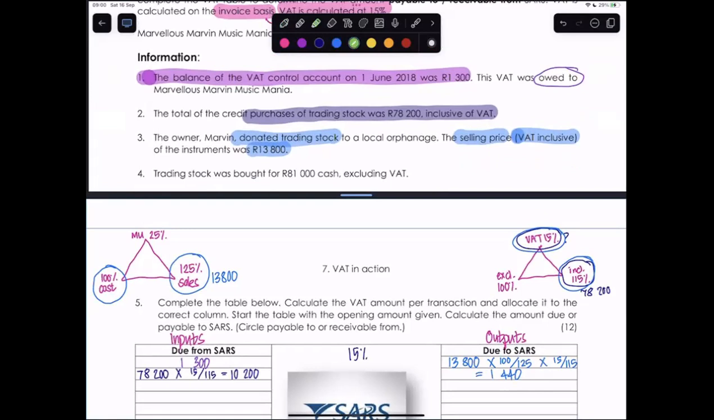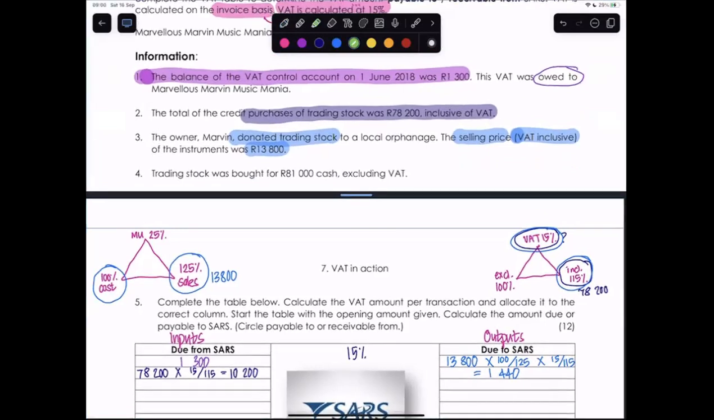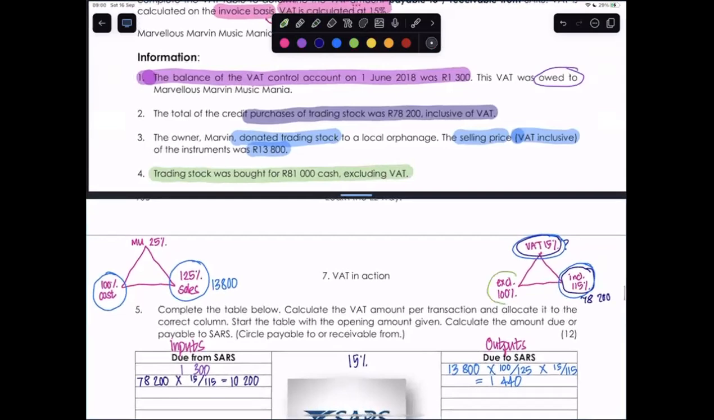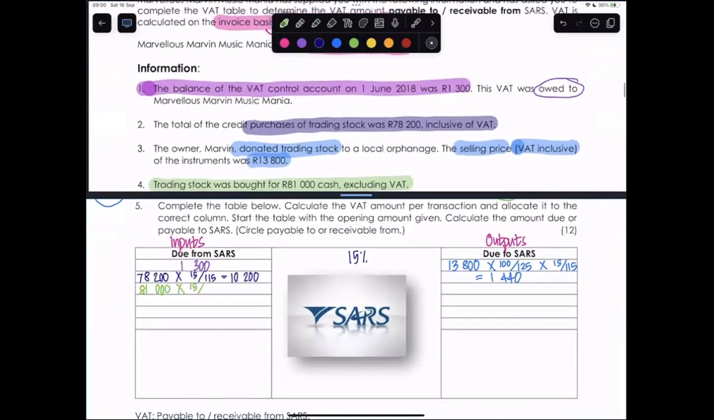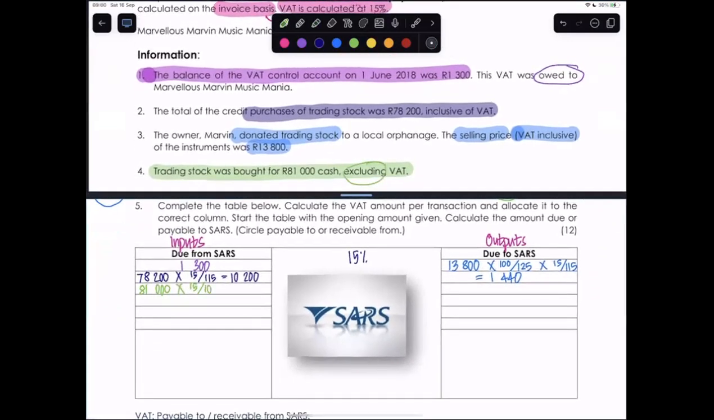Number 4, trading stock was bought for 81,000 cash, excluding VAT. So now we can use our triangle again, but this time we're given an amount that is exclusive. And obviously we're trying to find the VAT. If we're buying stuff, this is inputs into the business. So it would be due from SARS. So we'll use our 81,000 and we'll say times 15, because we're looking for the VAT, over, because it was exclusive, we're going to use over 100. And that will then give us 12,125.